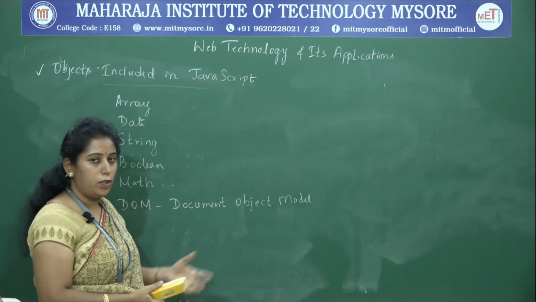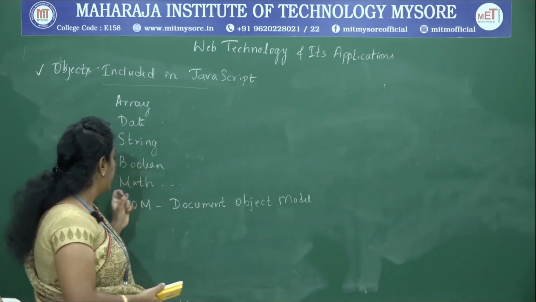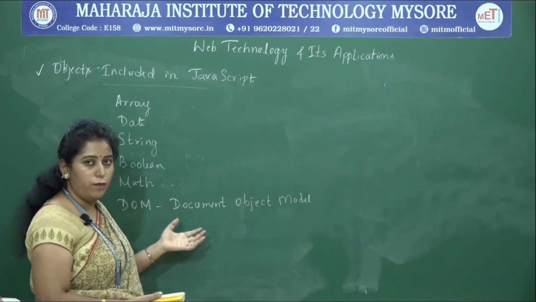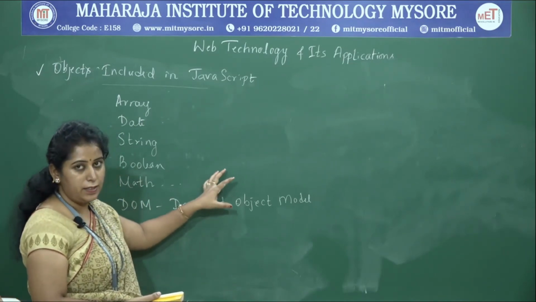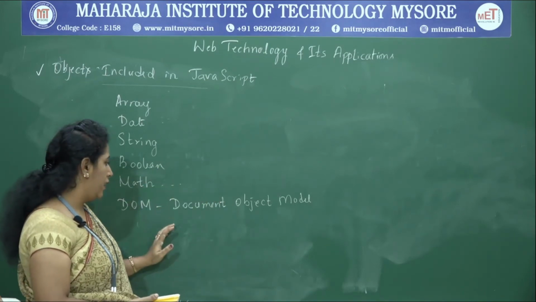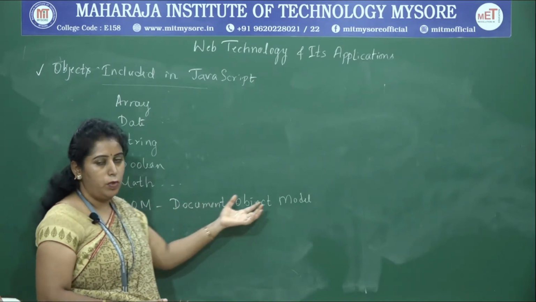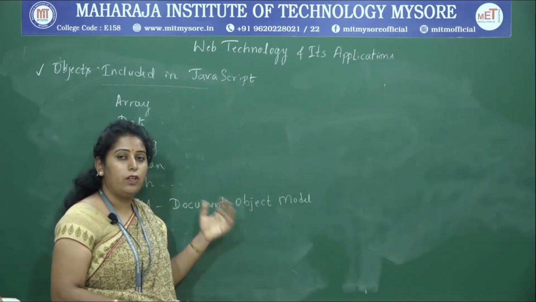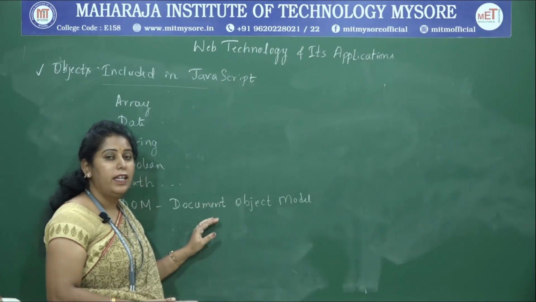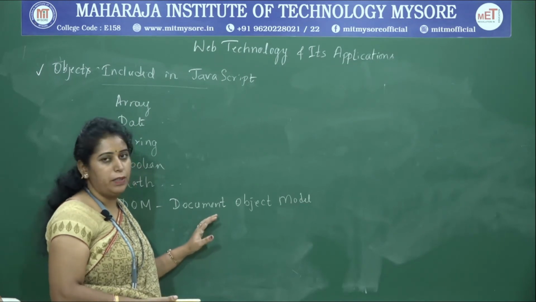So this Document Object Model object allows JavaScript to access and modify the HTML and CSS properties of the page dynamically. Again, I will repeat: the Document Object Model is an object which allows the JavaScript code to access and modify the contents of HTML and CSS properties dynamically.